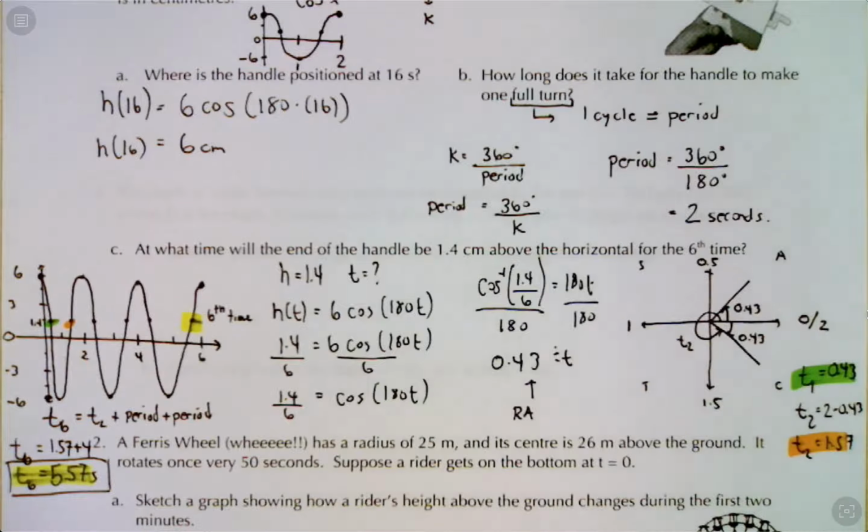So for any of these questions where you're asked to find a time that's not the first or second time, you find the first and second time, and then you just add the period over and over again until you get to the time you want. So we'll do another example of that here in question 2.